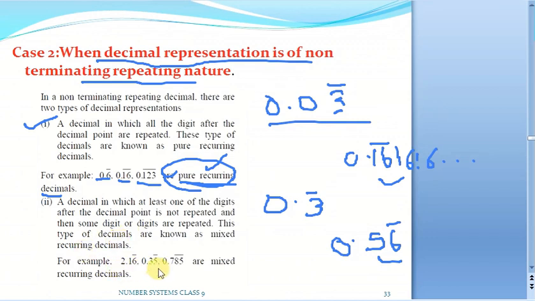But if you see these examples, 0.785, but this bar is there for only 85. So here this 7 is not repeating. So these are what we call mixed recurring decimals. In pure recurring decimals, whatever is there after the decimal point, the entire thing will repeat. But in this case, some part will be repeating and some part won't be repeating after the decimal point. So we can have pure recurring decimals and we can have mixed recurring decimals. Let us see these two cases separately.